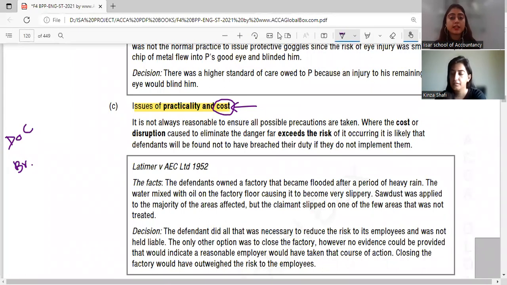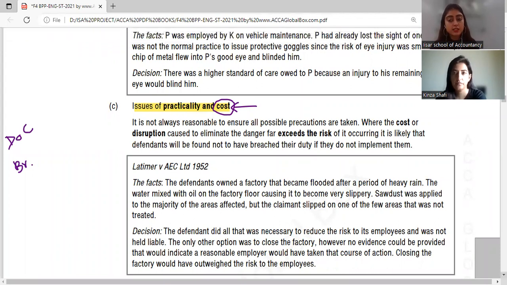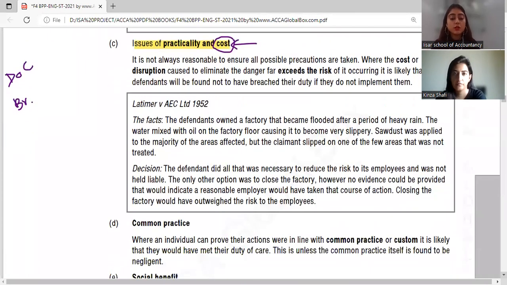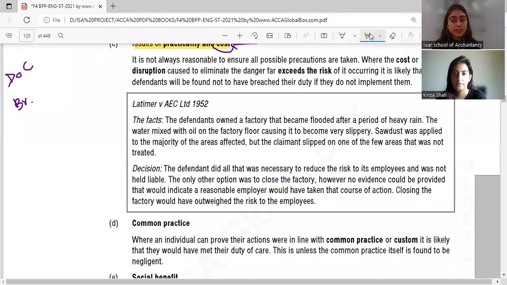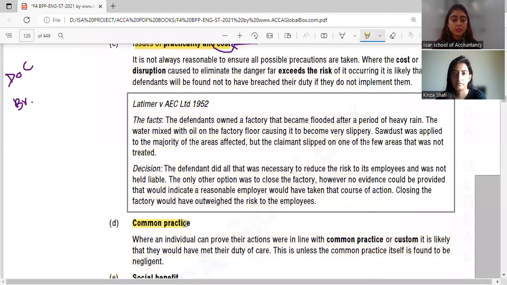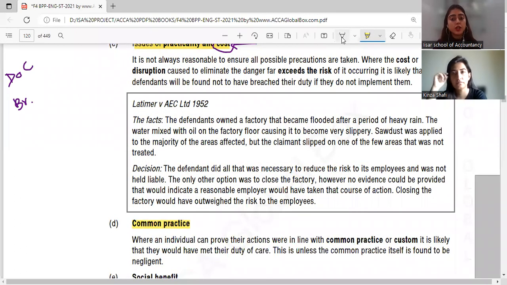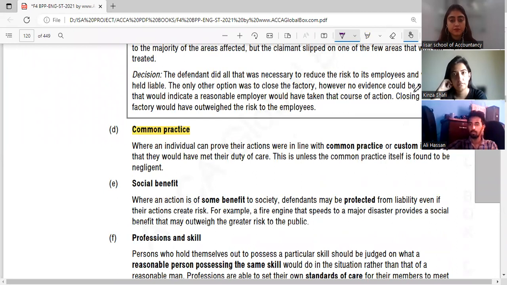So again, it will vary from case to case. The facts and the figures will be looked into and investigated, and it will vary from case to case whether it was justified not to put so much investment into these preventive measures, or they should have done it, and they were just too lazy or too reluctant to invest in this.